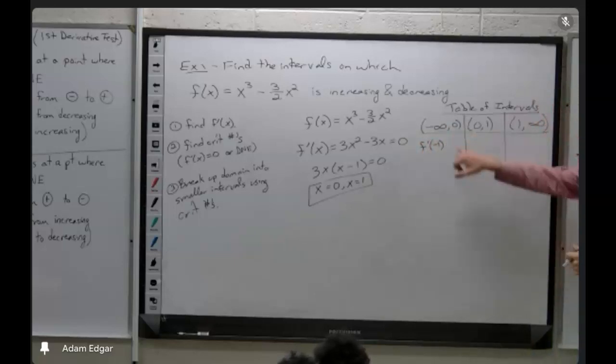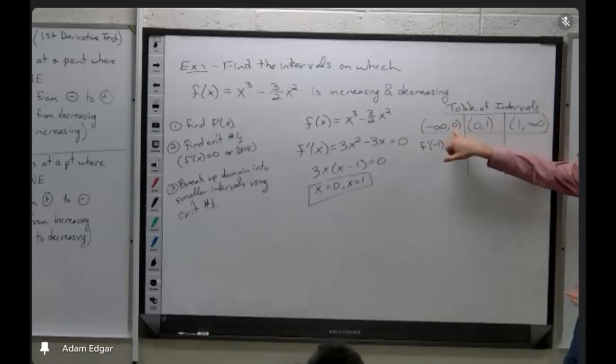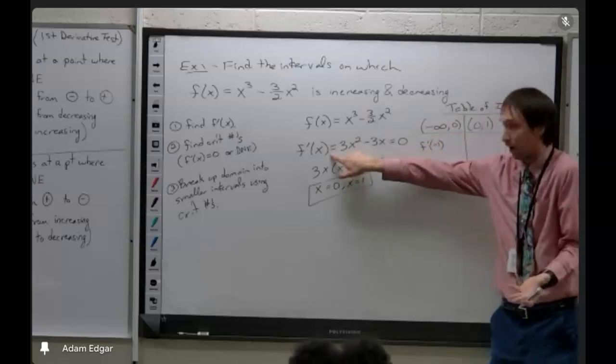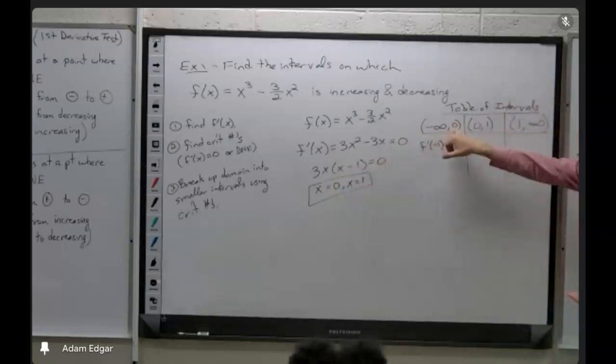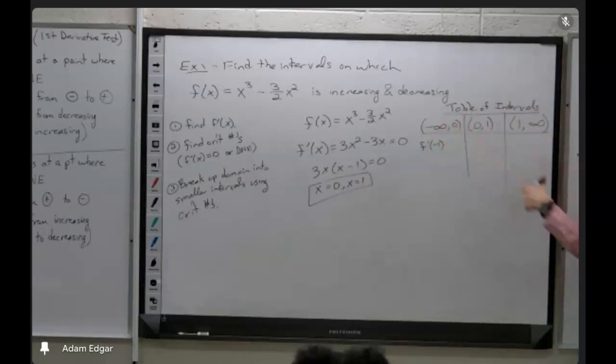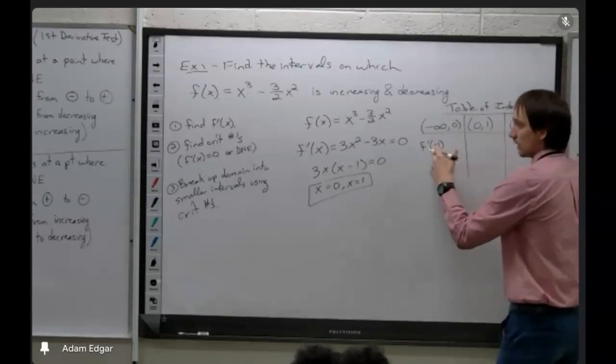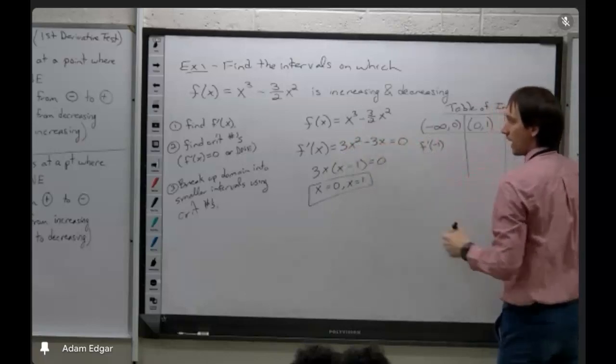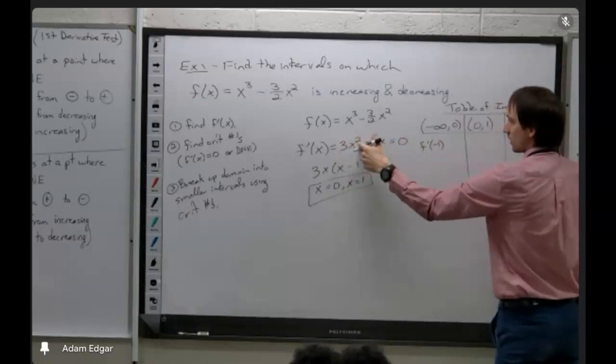You don't want to choose one of the endpoints. You already know the derivative at these endpoints. They make the derivative 0. That's what makes them critical numbers. That's why we're using these. So you don't want to use 0 or 1. You want to use a number inside the interval, so negative 1 or negative 2 or negative 800, something like that. So you plug negative 1 in here. And what's 3 times negative 1 squared minus 3 times negative 1?